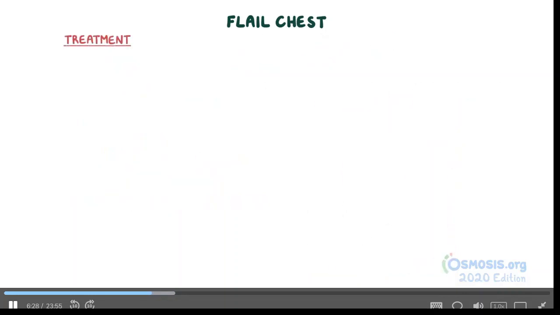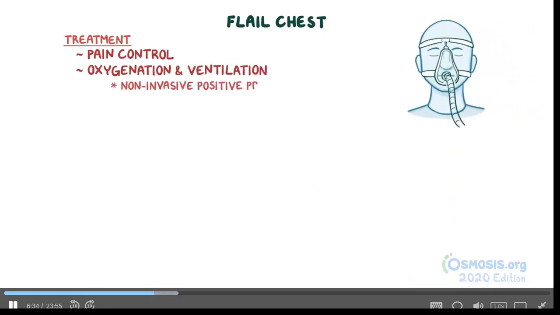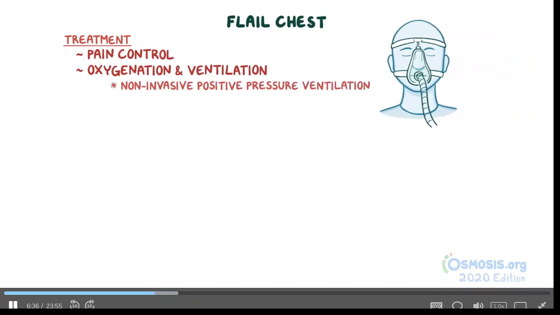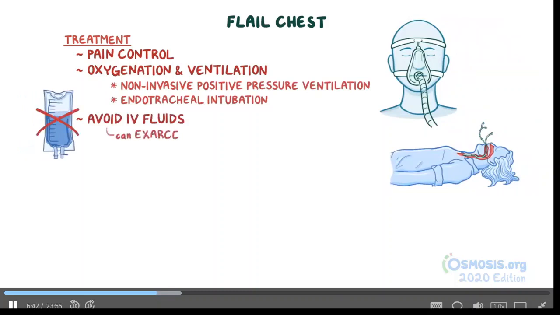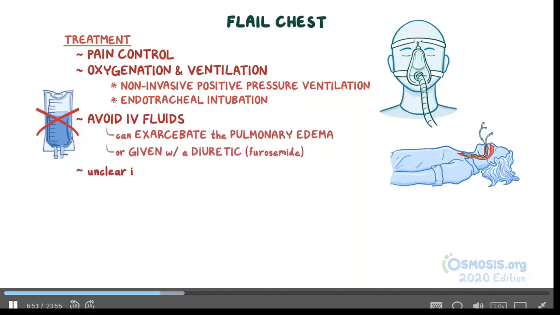Management of a flail chest and pulmonary contusion include pain control as well as oxygenation and ventilation with non-invasive positive pressure ventilation, or if necessary, endotracheal intubation. Also, it's important to avoid giving IV fluids because that can exacerbate the pulmonary edema. If IV fluids are needed, sometimes they're given along with a diuretic like furosemide. Finally, it's unclear if surgical fixation of the fractured ribs provides any additional benefit.